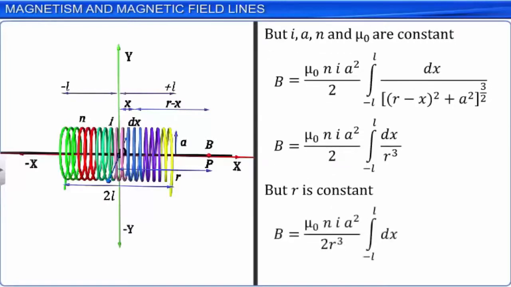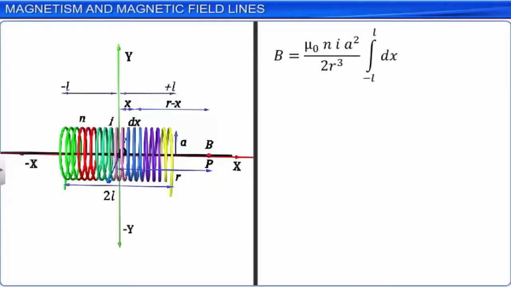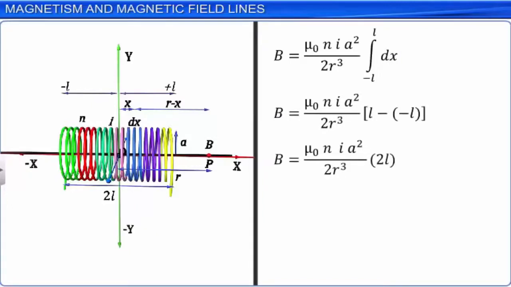On integrating and substituting the limits, we get the magnetic induction B equal to mu naught n I A square by 2r cube into 2L. By multiplying the numerator and denominator of the expression with pi and rearranging the terms, we get the magnetic induction B is equal to mu naught by 2 pi into n I 2L pi a square by r cube.